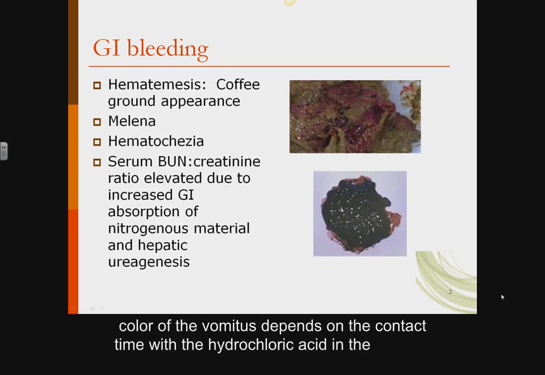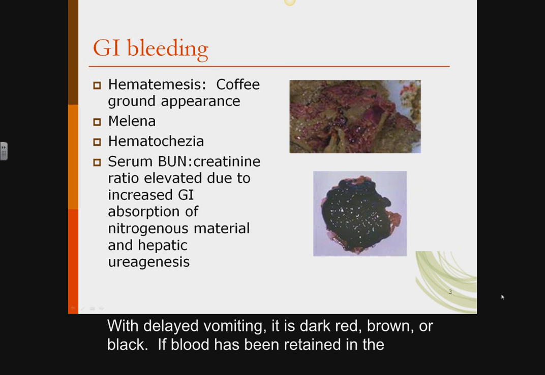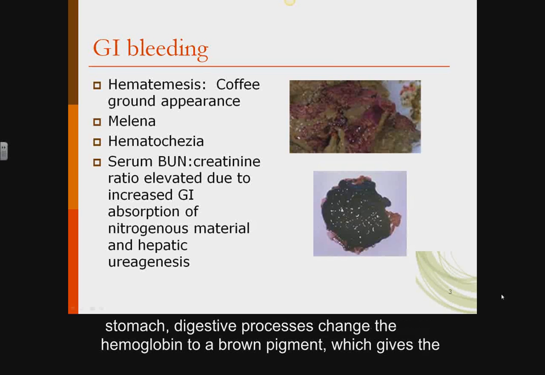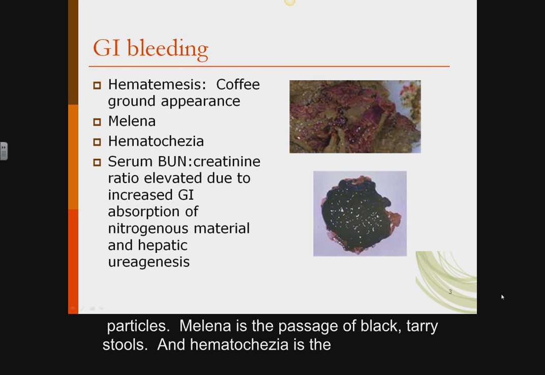Soon after the hemorrhage, the vomitus would be bright red. The color of the vomitus depends on the contact time with the hydrochloric acid in the stomach. If vomiting occurs early after the onset of bleeding, it will appear red. With delayed vomiting, it is dark red, brown, or black. If blood has been retained in the stomach, digestive processes change the hemoglobin to a brown pigment, which gives the vomitus a brown coffee ground appearance. The vomited blood might be mixed with food particles as well.